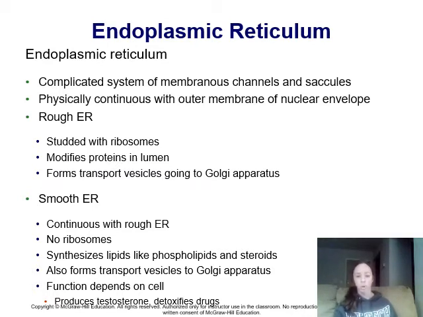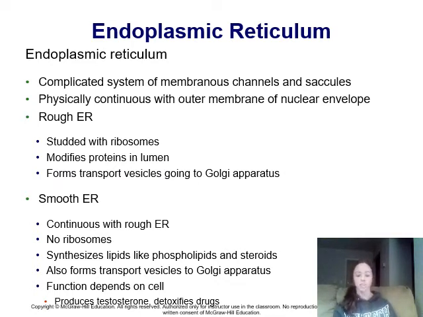And if those proteins need any type of modifications, then they will go into the rough ER where those modifications will be made. And then they will be put into one of those transport vesicles and sent off to the Golgi apparatus. The smooth ER is called so since it doesn't have the ribosomal RNA, and so it has a smoother look. And it is, however, still going to be continuous with the rough ER.